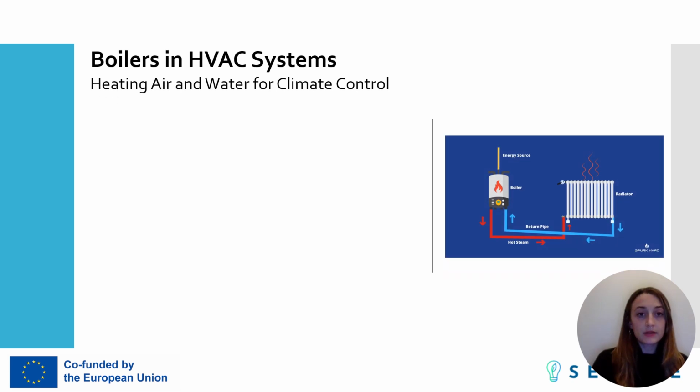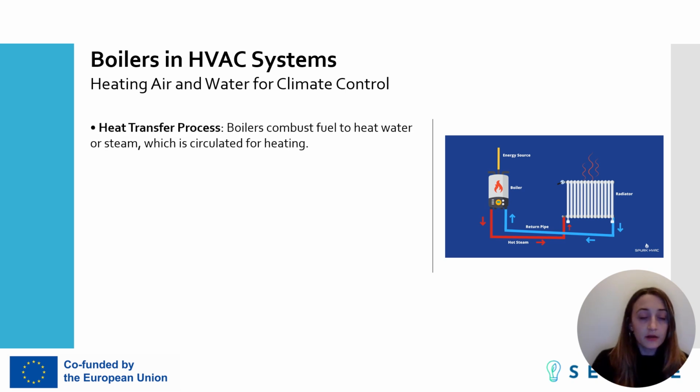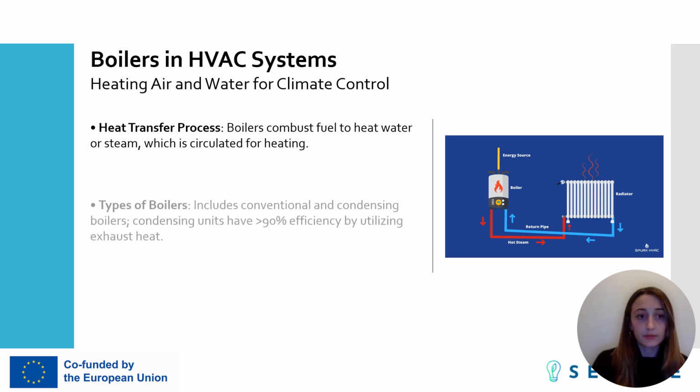So, HVAC systems are composed of different parts. The first component is the boiler, which is responsible for heating air and water for climate control. Inside the boiler, there is the heat transfer process. Basically, boilers combust fuel to heat water or steam, which is circulated for heating.